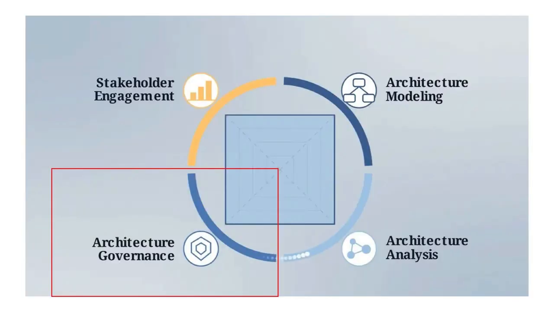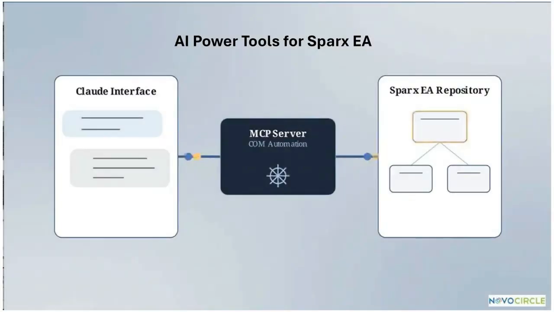There are 4 AI-augmented architecture use cases: modeling, analysis, governance, and stakeholder engagement. This video focuses on governance. Start by connecting the AI tools you already use to your Sparx EA models with AI-powered tools for Sparx EA.